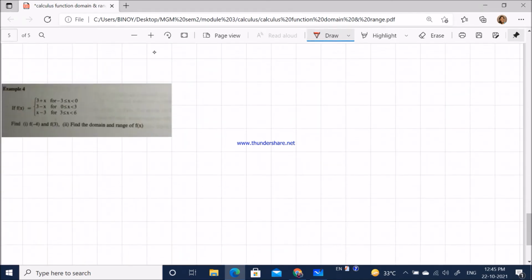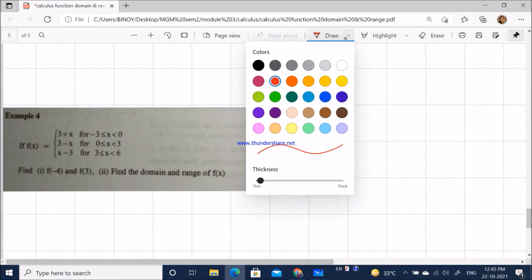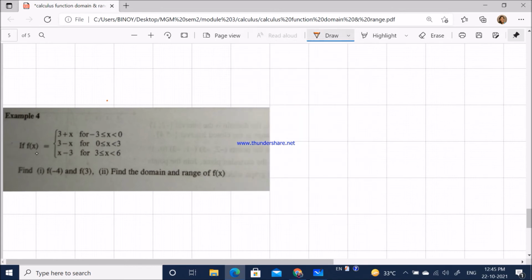Moving on to the next type of question. Please be cautioned, there is a change in the question. If f of x is 3 plus x, the value ranges from minus 3 to less than 0. Minus 3 to less than 0 means 0 will not be included, only the negative numbers will be there, like minus 3, minus 2, minus 1, but not 0. And 3 minus x, only if it ranges from 0, 1, 2, and it will not include 3. It will be 0, 1 and 2, or maximum up to 2.99.